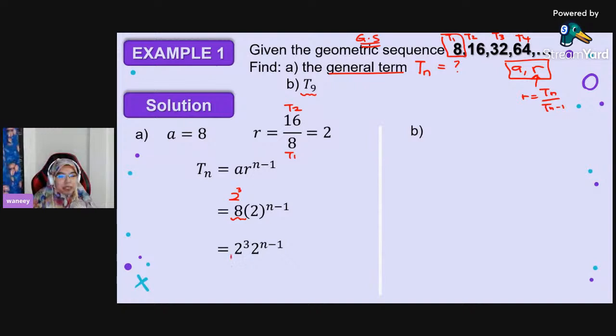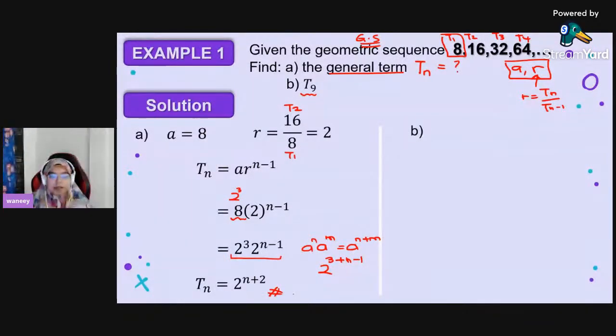And this is a multiplication, right? So that means I can simply add the powers. It's like having a to the power of n times a to the power of m, so this is a to the power of n plus m. So we are going to add the indices together. It will become 2 to the power of 3 plus n minus 1. So 3 minus 1, that is 2. So we get Tn equal to 2 to the power of n plus 2. So this is Tn. Simplify them a little bit, if you can simplify them.